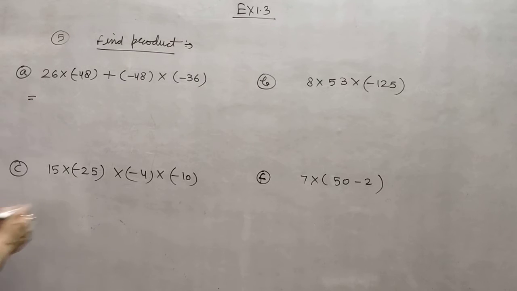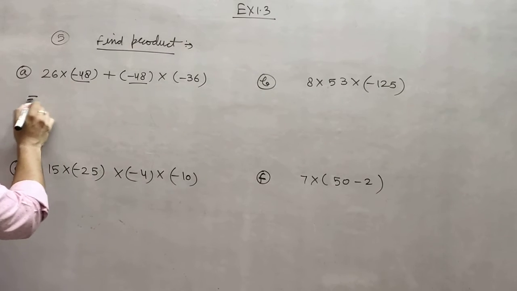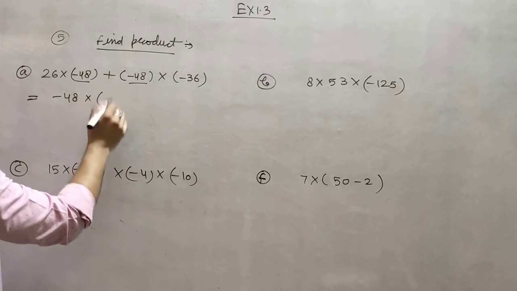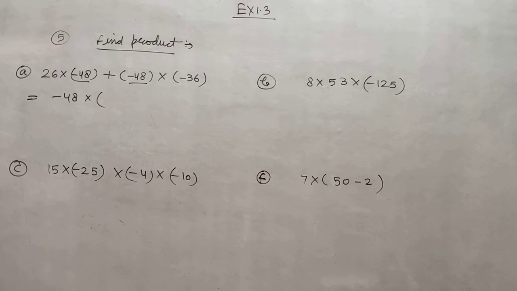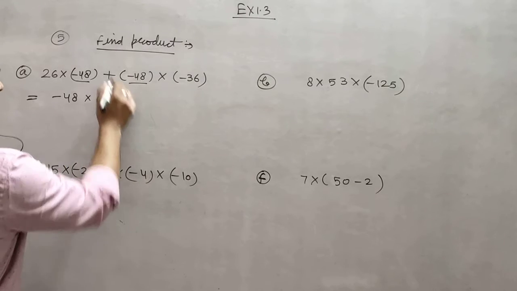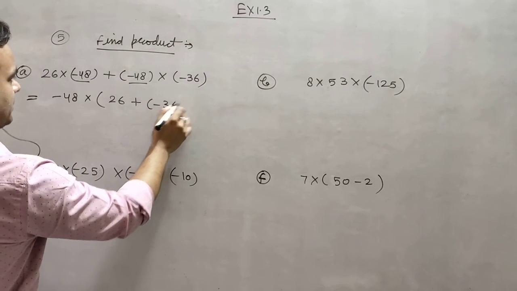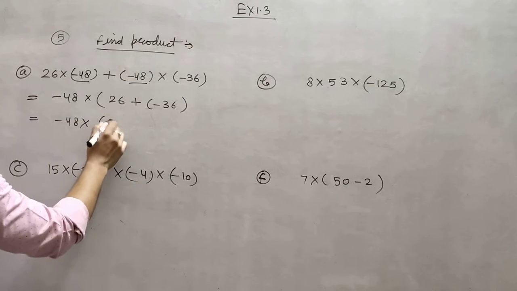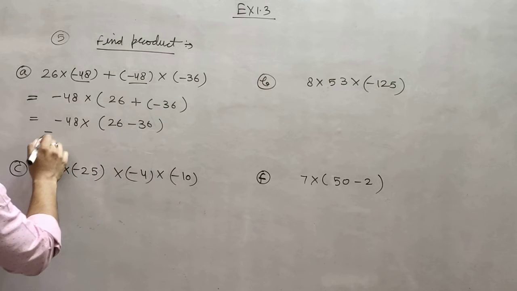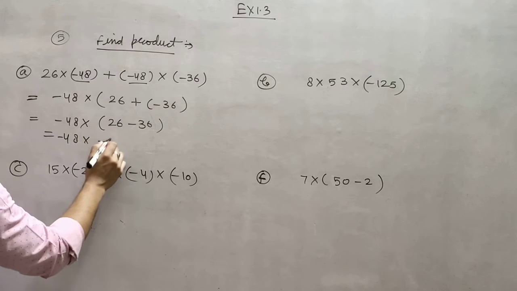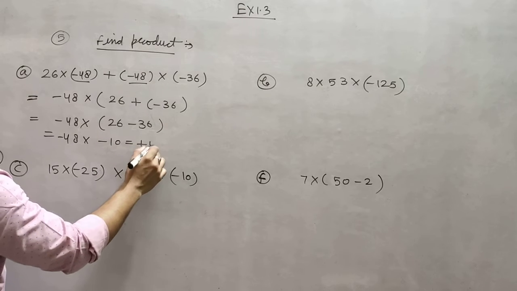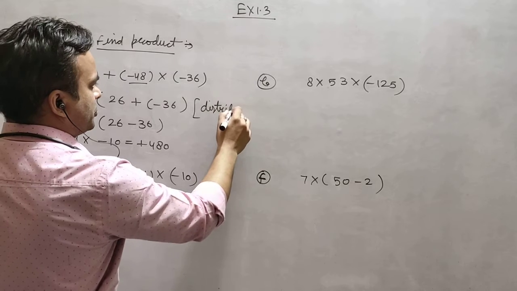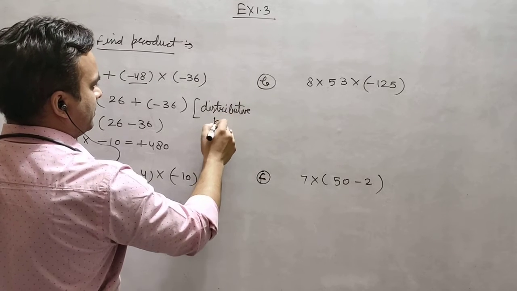You can see here this minus 48 and minus 48 is repeating. So we will take this minus 48 common from both sides. And what is left? 26 and plus is here, and minus 36 is left here. Now you can see minus 48 into 26 minus 36, which is minus 10. So minus times minus is plus, and this will be 48. Which property are we using? We will say the distributive property. This is called the distributive property.